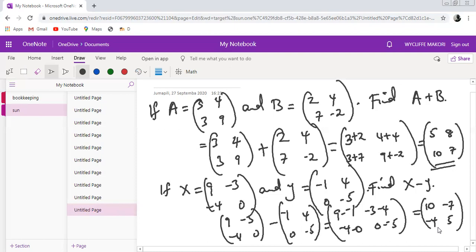So for adding and subtracting matrices, first they must be of the same order. If they are of the same order, then you add or subtract the corresponding elements to get the answer. Let us go to multiplication.